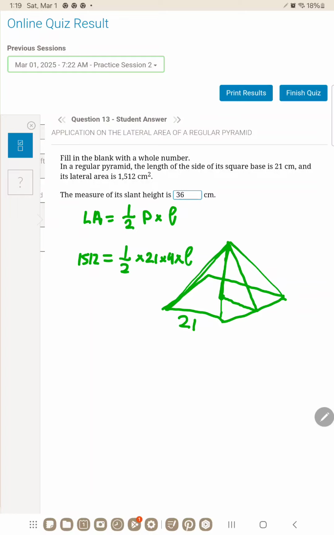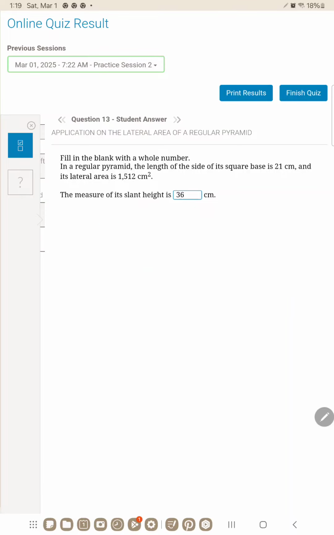So you do 1512 times 2, then divided by 21 times 4. Just solve for L. So 1512 times 2, then divide by 21 times 4, which will give us 36. So the slant height is 36. And that's it for this question. Now let's move on.